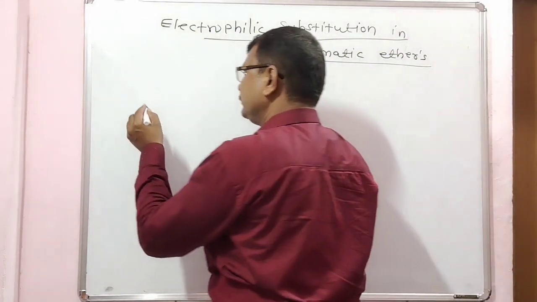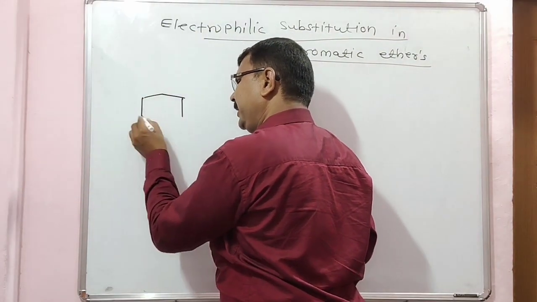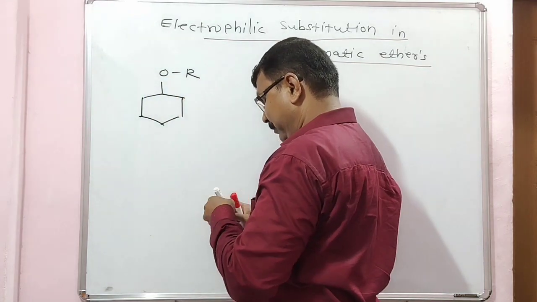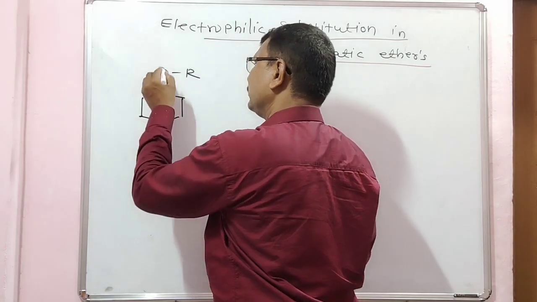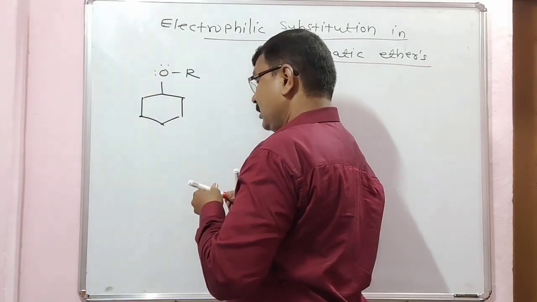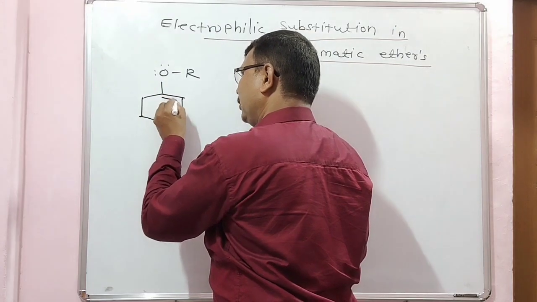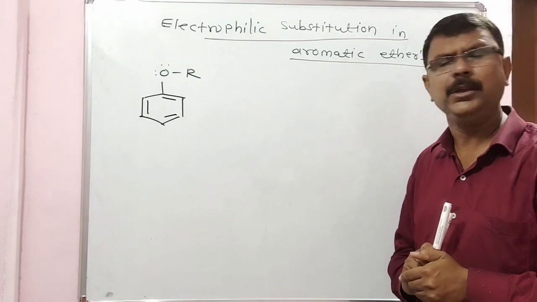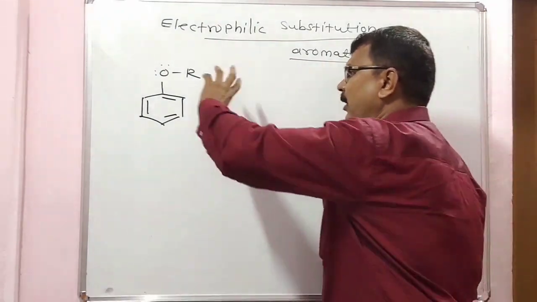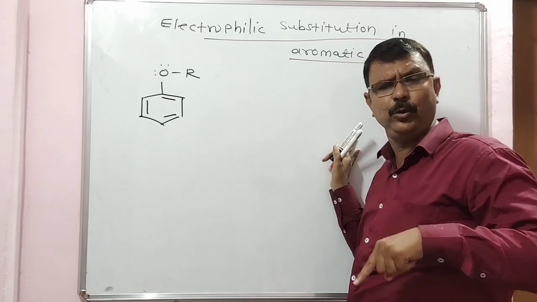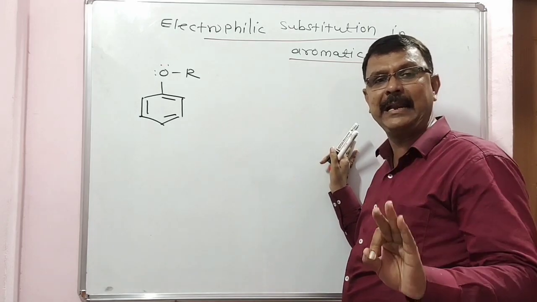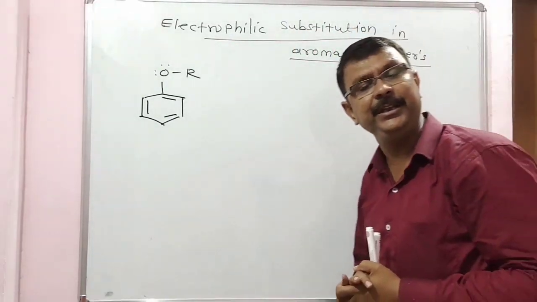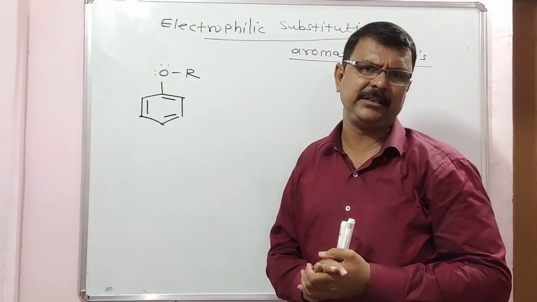Look here. In aromatic ether, the OR group, the alkoxy group, is a ring activating group. Everybody, the alkoxy group is a ring activating group, an ortho para directing group in electrophilic substitution reactions.